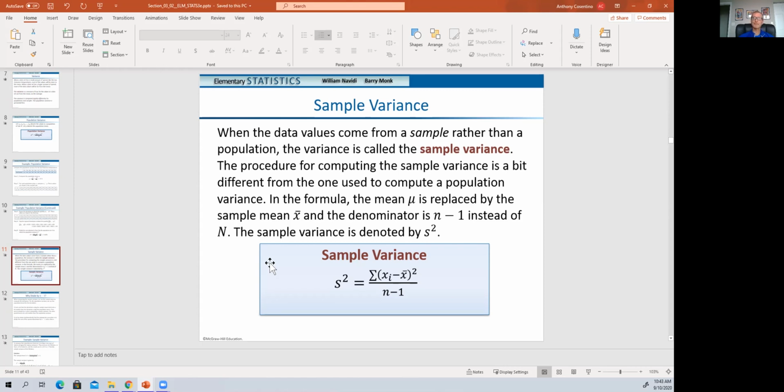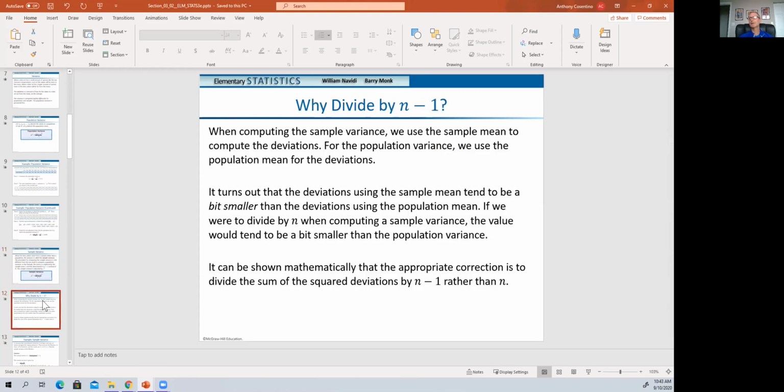The Xi is each data point in the sample. And you could see that instead of dividing by the total number of data points like you do in the population, you divide by n minus 1, which is the total number of points minus 1. And here is what the book and a lot of statisticians talk about: when computing the difference between sample variance and population variance, they think the mean is going to be a little bit lower in the sample. And so they can show mathematically that if you divide by n minus 1, you get a little bit better representation.